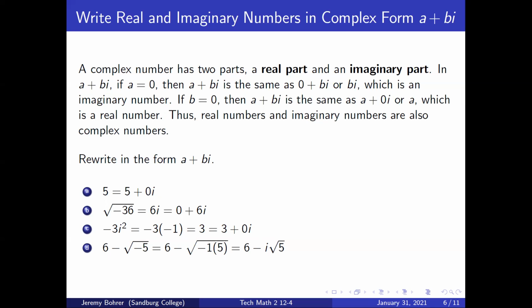Rewrite these numbers in the form a plus bi. 5 equals 5 plus 0i. The square root of -36 is equal to 6i, which is equal to 0 plus 6i. -3i squared equals -3 times -1, which is equal to 3, or 3 plus 0i. And 6 minus the square root of -5 equals 6 minus the square root of -1 times 5, which is equal to 6 minus i root 5.